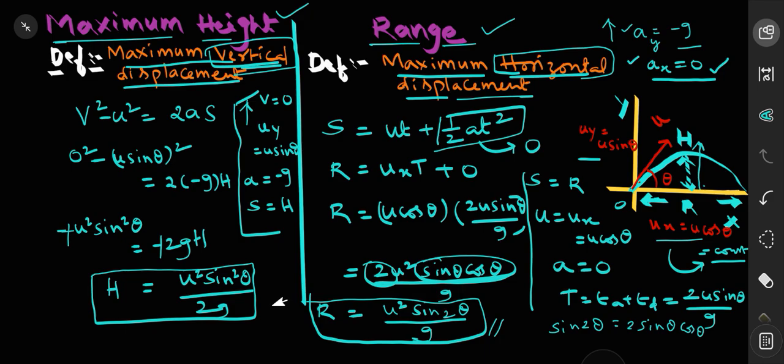And maximum height is given by h is equal to u square sin square theta by 2g, and range is u square sin 2 theta by g.